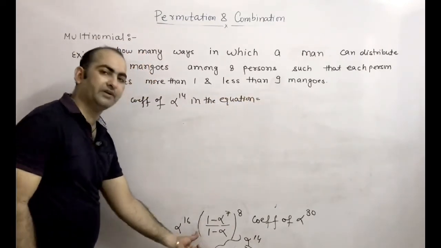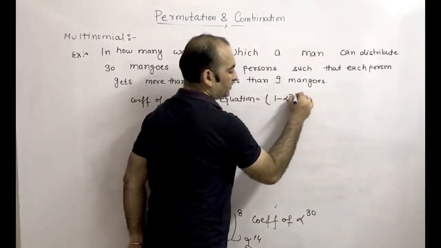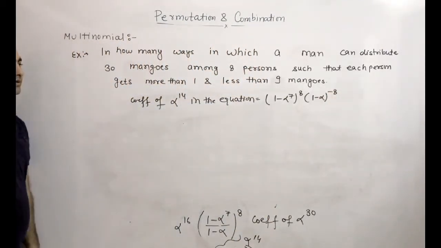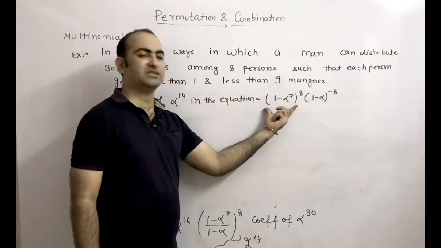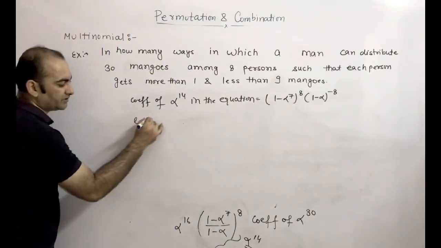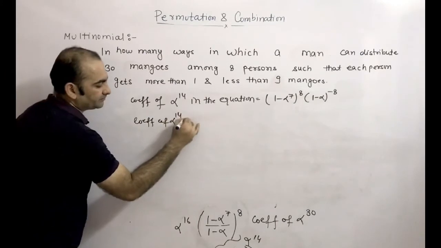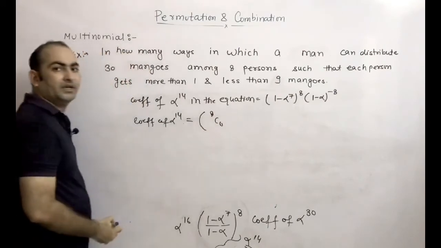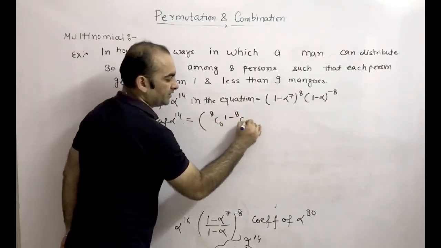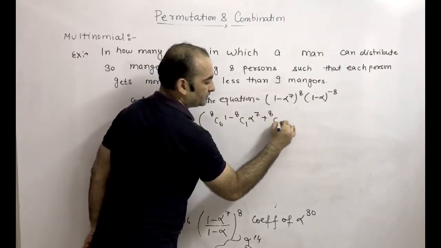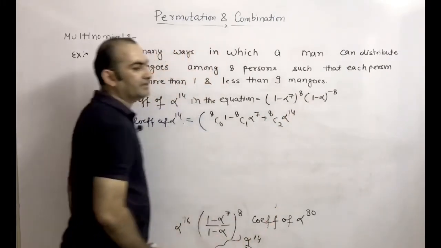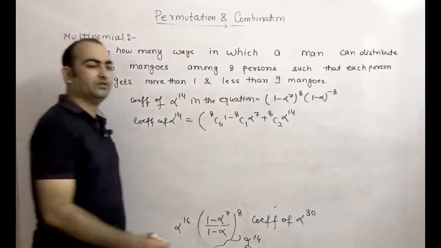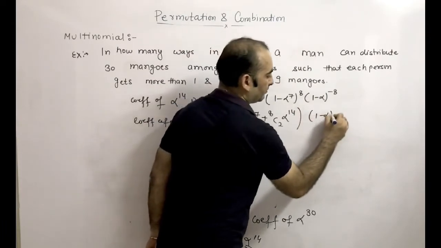Okay. If you simplify this one, what can we write? 1 minus alpha power 7 to the power 8 into 1 minus alpha to the power minus 8. Okay. So now we can expand this one using binomial expansion. We have to find out the coefficient of alpha power 14. If you expand this one, what will come? 8c0 into 1 minus 8c1 into alpha power 7 plus 8c2 into alpha power 14. Other terms we are neglecting because their alpha power is more than 14, so that is not required. So we are taking only 3 terms into 1 minus alpha power minus 8.